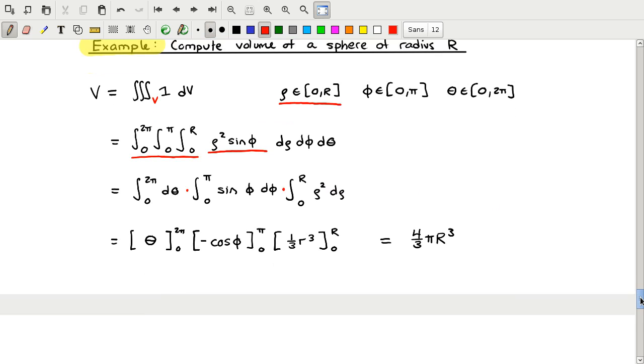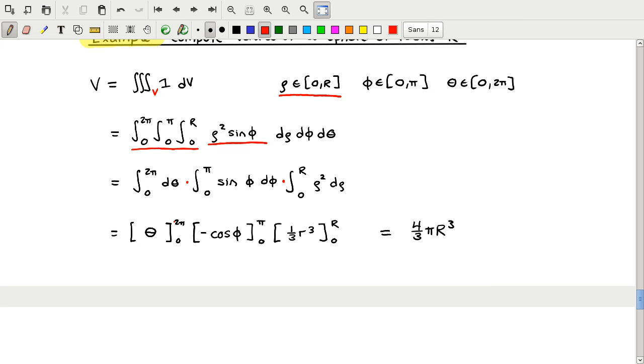And these are, of course, very simple. We get theta from 0 to 2 pi, negative cosine phi from 0 to pi, and 1/3 rho cubed from 0 to capital R. Sorry, that should have been rho cubed. This is, of course, 2 pi. Negative cosine of pi is 1 minus the negative cosine of 0 is, again, 1. So this gives us a 2 for 4 pi, and this is just a third, so we get 4/3 pi R cubed, as we know the answer to be.